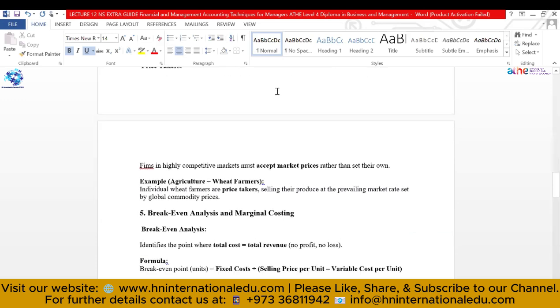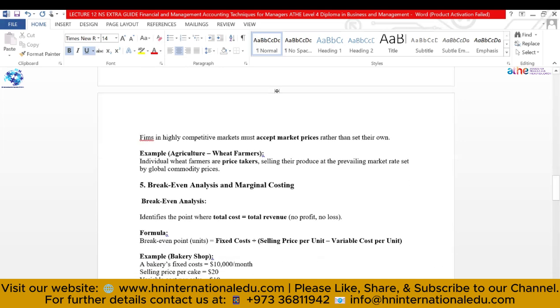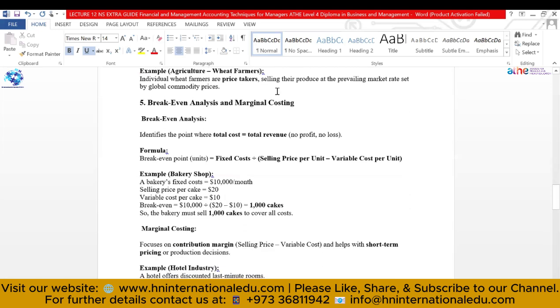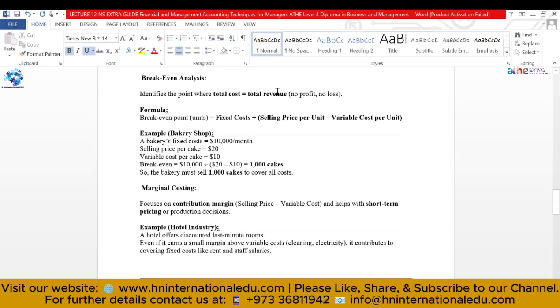For price takers, individual wheat farmers are price takers, selling their produce at the prevailing market rate, influenced by global commodity prices. Overall in one country, let's say Pakistan, the wheat price, I honestly don't know, maybe 400 per kg or 500 per kg. No idea, but generally this is the set price. For break-even analysis and marginal costing, the example is simple; even in the question, things are given like this. You only need to add up with the formula.